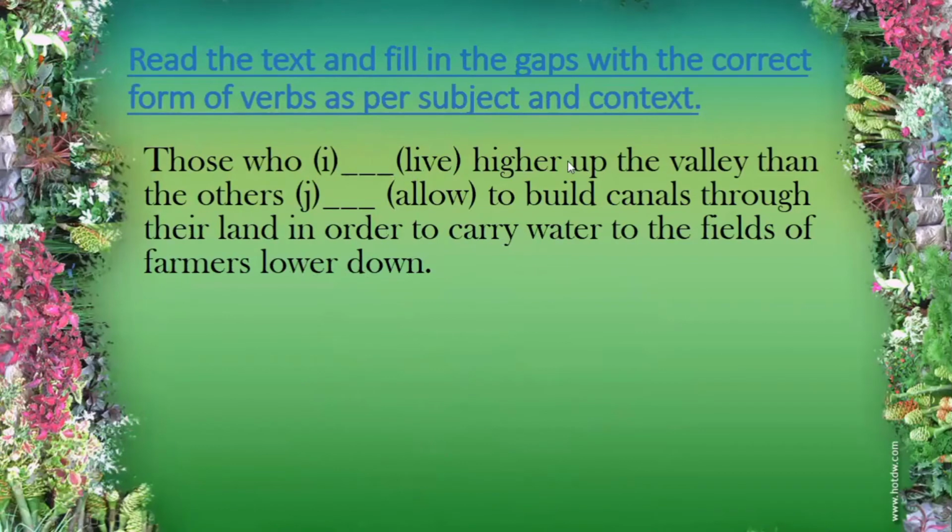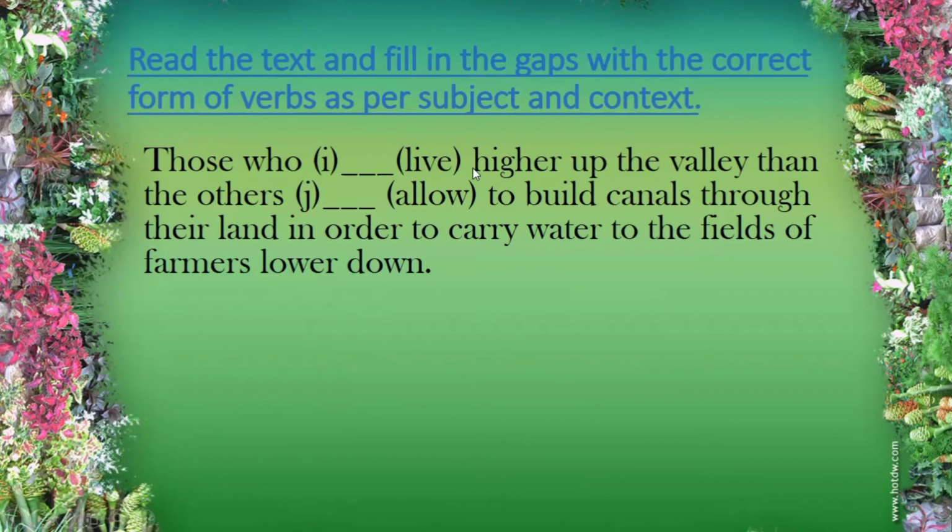Those who live higher up the valley than the others are allowed to build canals through their land in order to carry water to the fields of farmers lower down. So, the people who are living or farming in the lower land are allowed to build or cut canals through others' lands so that they can carry the water.